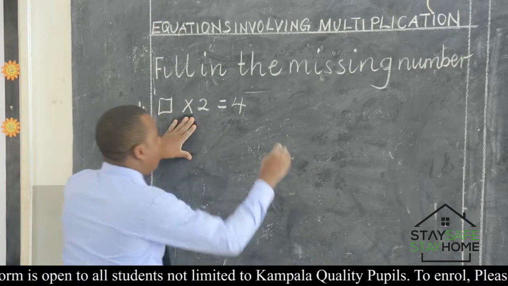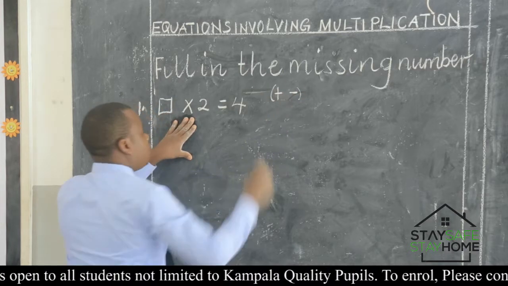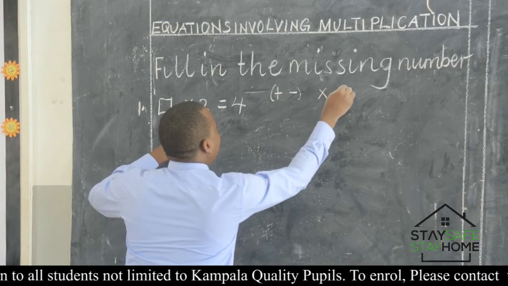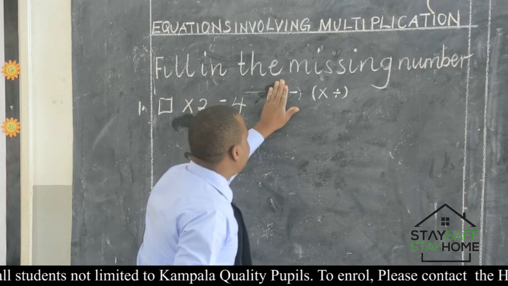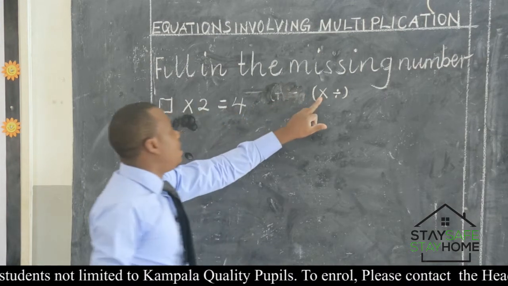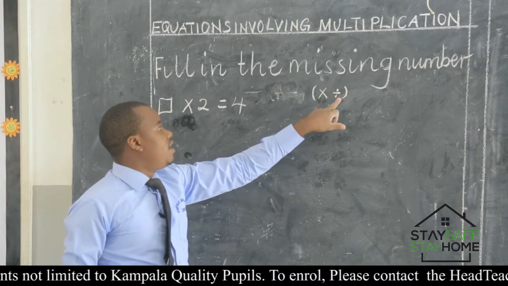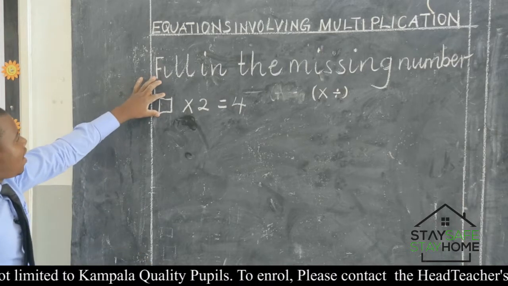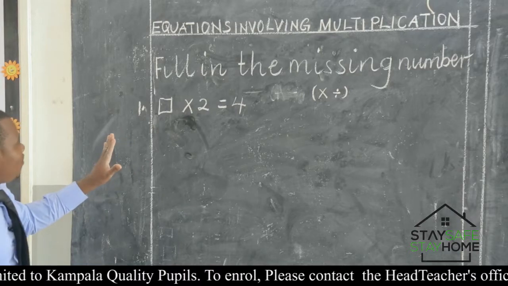Now, if you remember, plus went with minus. These ones together. So this time, we have this. Multiplication will go with division. That is what we do. Now, this is done. So we shall have this and that. Multiplication goes with division. Now, look at our equation. It's saying a box times 2 equals 4. So what shall we do?